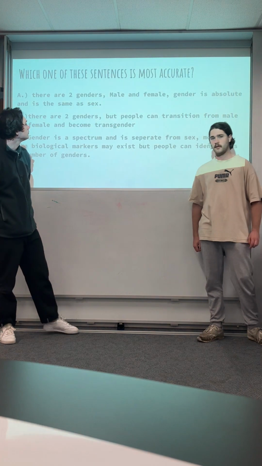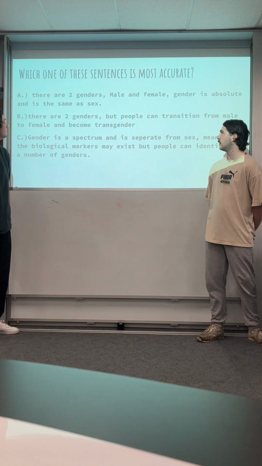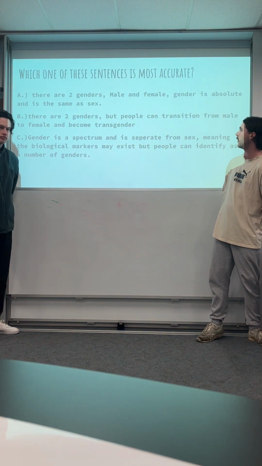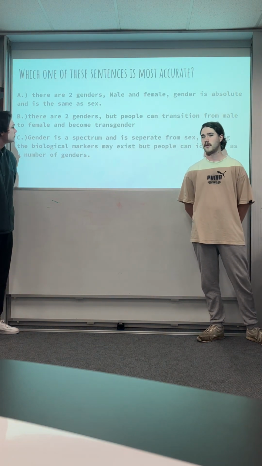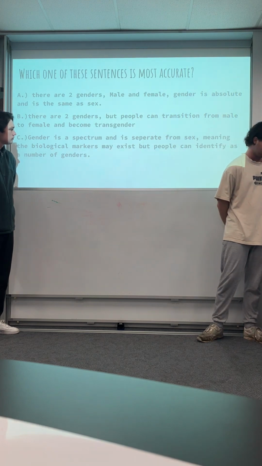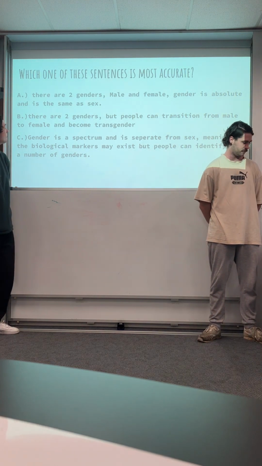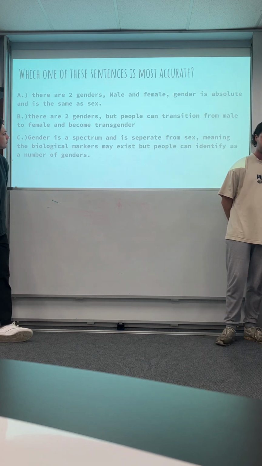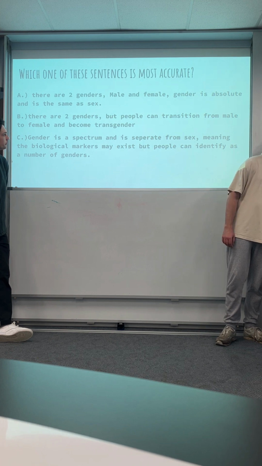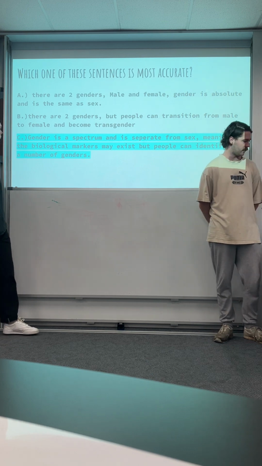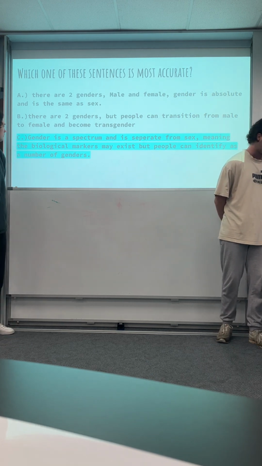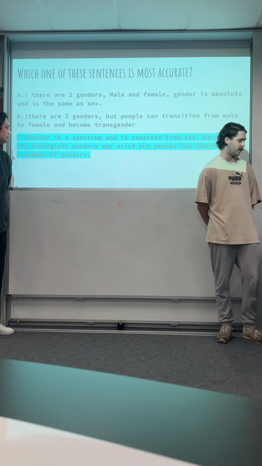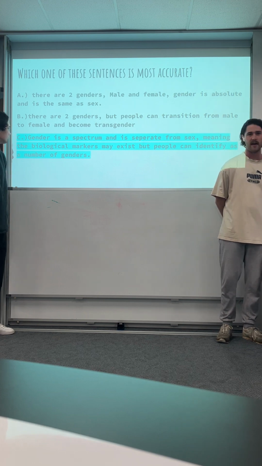Based on that spectrum, we've got a quick question here. Which one of these sentences is the most accurate? We'll give you 15 seconds to answer that. And the answer is: gender is a spectrum and is separate from sex, meaning the biological markers may exist, but people can identify as a number of genders.